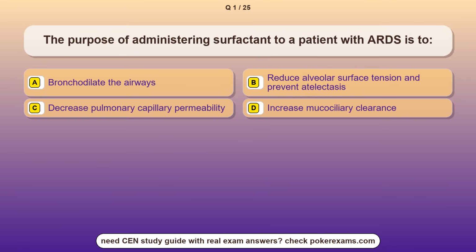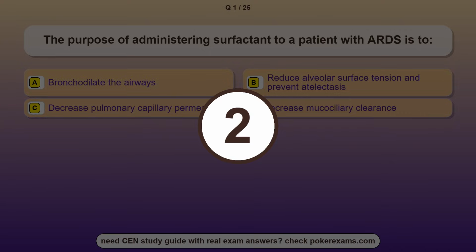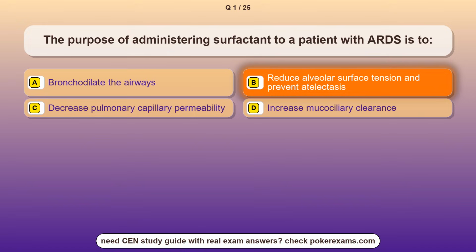Question 1. The purpose of administering surfactant to a patient with ARDS is to: Option A. Bronchodilate the airways. Option B. Reduce alveolar surface tension and prevent atelectasis. Option C. Decrease pulmonary capillary permeability. Option D. Increase mucociliary clearance. The correct answer is option B. Reduce alveolar surface tension and prevent atelectasis.